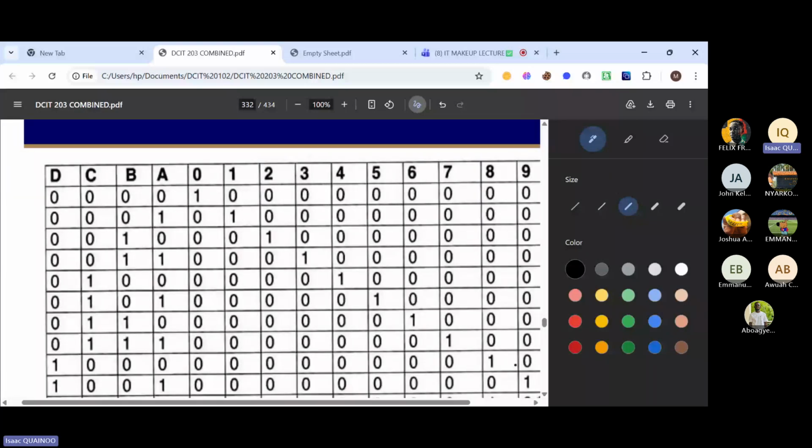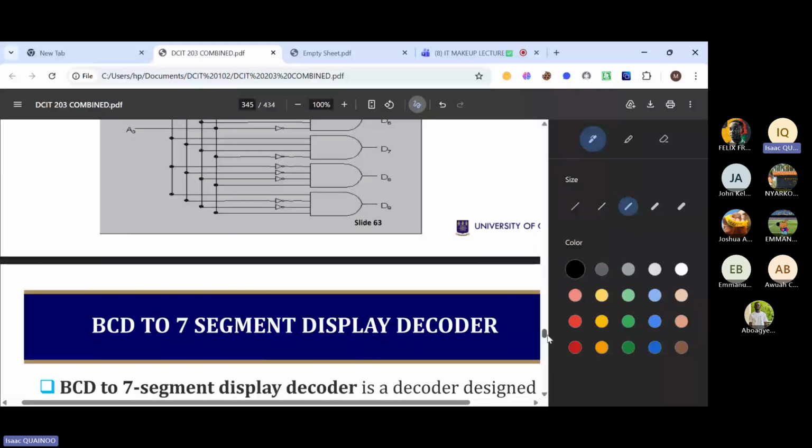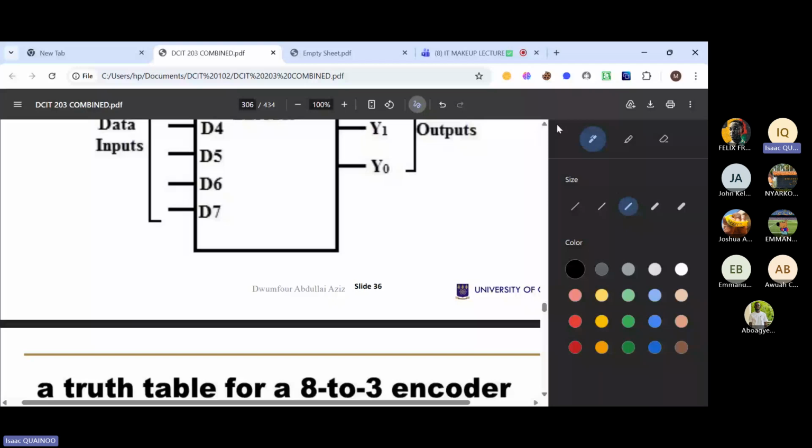So if we have 0, 0, 0, 1, that's going to 0, 0, 0, 0. I mean, if you have A being 0, B being 0, C being 0, D being 0, our y0 or our output 0 is going to be high. If you have 0, 0, 0, 1, your output 1 is going to be high. 0, 0, 1, 0 will correspond to output 2. 0, 0, 1, 1 will correspond to output 3. 0, 1, 0, 0 will correspond to our output 4, etc. Okay. So all your outputs are addressed.